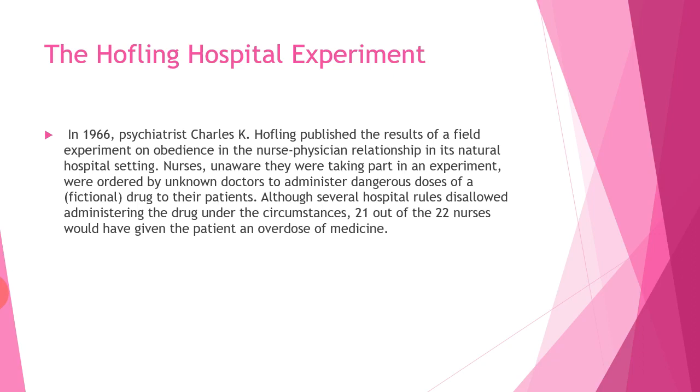The last experiment was Hofling's hospital experiment. It was done in 1966 by psychiatrist Charles K. Hofling. He published the results of a field experiment on obedience in the nurse-physician relationship in its natural hospital settings. The nurses, unaware that they were taking part in an experiment, were ordered by unknown doctors to administer dangerous doses of a fictional drug to the patients. Although several hospital rules disallowed administering the drugs under the circumstances, 21 out of the 22 nurses would have given the patient an overdose of medicine. This all shows the kind of destructive obedience that exists in our society due to the earlier socialization process that happened in childhood.